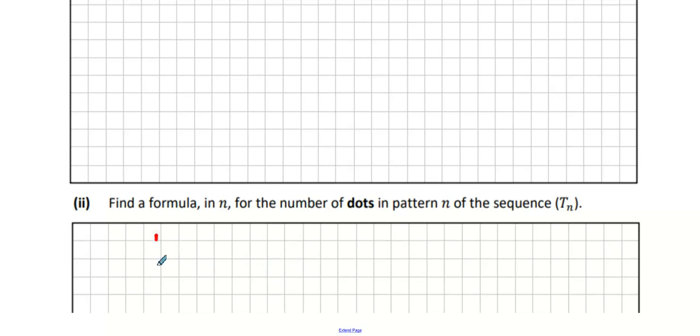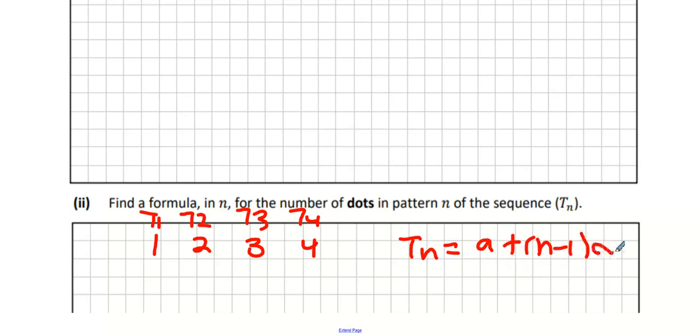So what's the dots again? T1 is 1, T2 is 2, T3 is 3, and T4 is 4. We're just going to use the formula: a plus (n minus 1) times d. Everybody knows that formula for linears? It's in your tables, isn't it? Under sequences and series. You only do it for linear sequences where it goes up the same amount each time. What's your d value? d is 1. What's your a value? 1. And what do we get here?